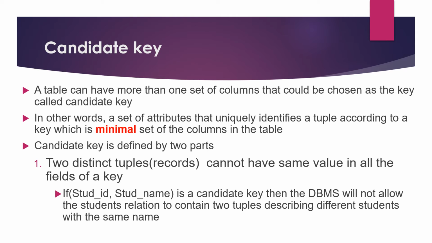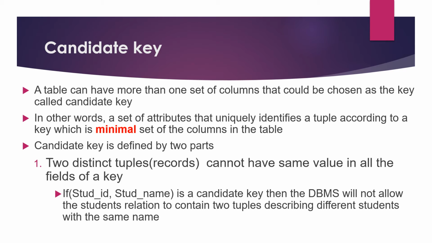The primary key should be selected from the candidate keys, and every table must have at least one candidate key. A table can have multiple candidate keys but only a single primary key. There are some properties of candidate key.